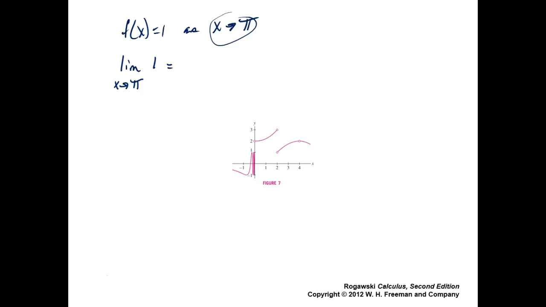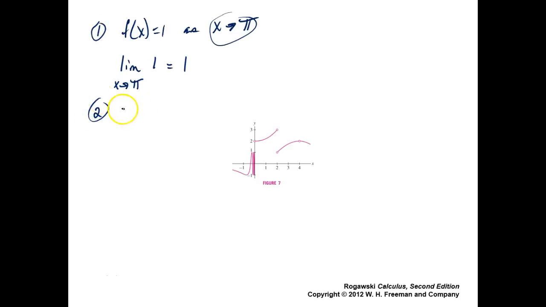What is the answer to that? 1. Yes, because f of x equal 1, no matter what value x you put in there, it's equal to 1. You put pi in there, it's still equal to 1. So that is equal to 1. We hit that one earlier, remember? Okay, that's preliminary question 1. Let's do question 2.